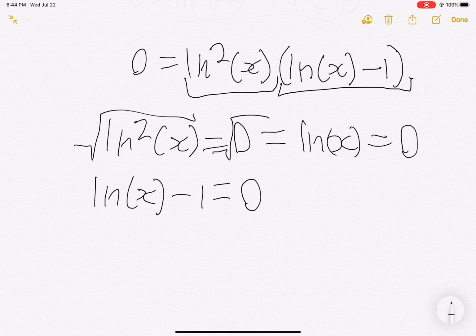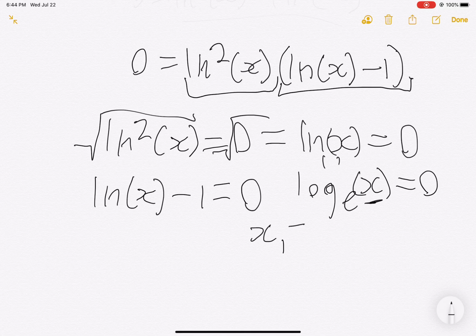Remember that natural log is essentially just log base e of x equals 0. So essentially e to the 0 equals what? Well, e to the 0 is just 1. Anything to the 0th power is just 1 by definition. So essentially we just get 1 as x. So our first solution is x1 equals 1.